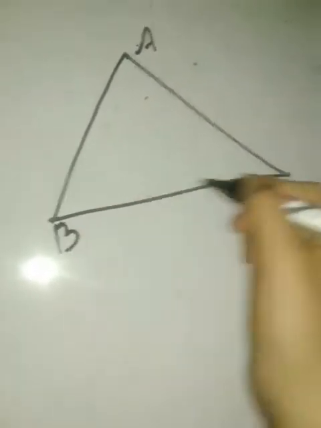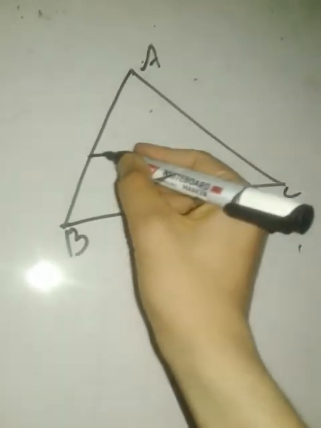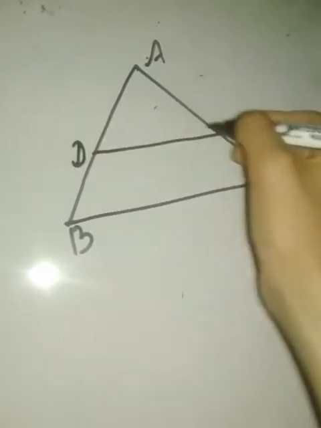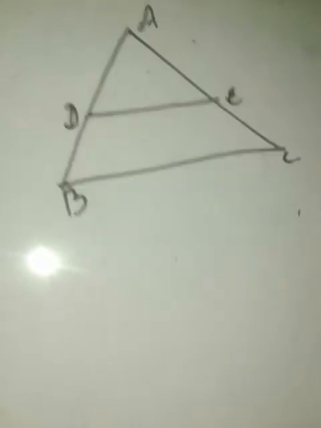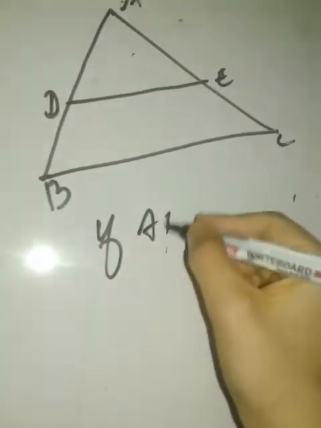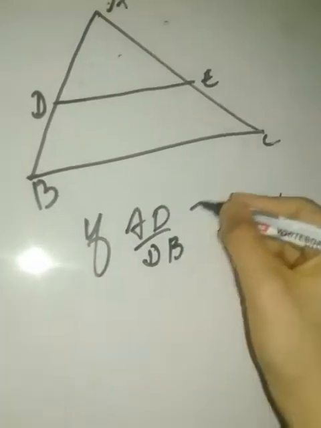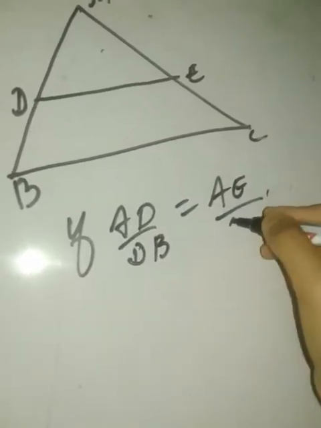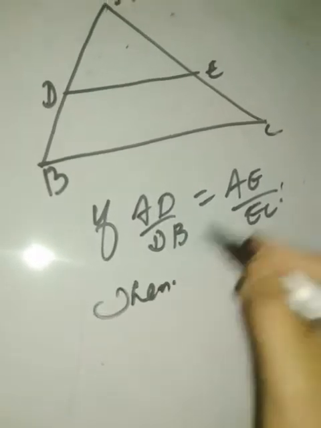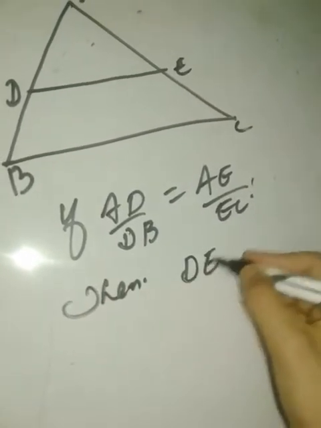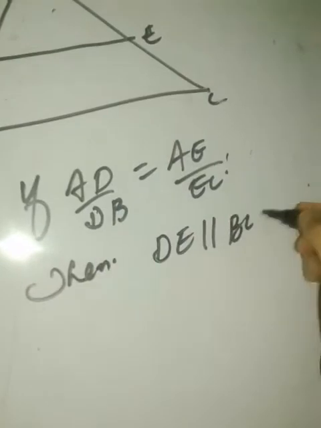So the converse of Thales theorem is: if we have a triangle, suppose ABC, and a line DE divides any two sides of the triangle in the same ratio, that is, if AD by DB equals AE by EC, then by the converse of Thales theorem, DE is parallel to BC.